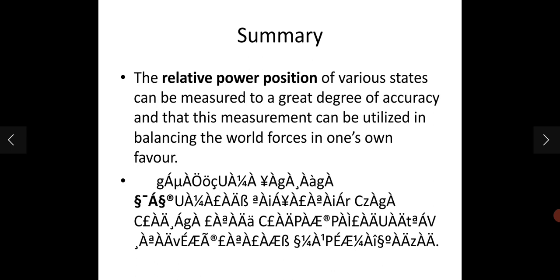Proper functioning of a collective security system is possible only through an international organization. It is different from balance of power and collective defense.